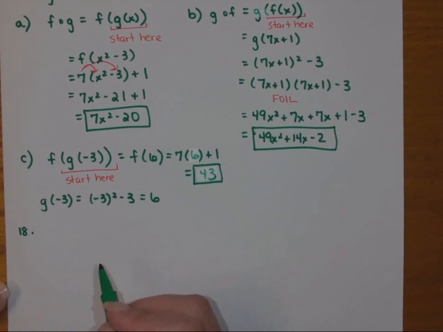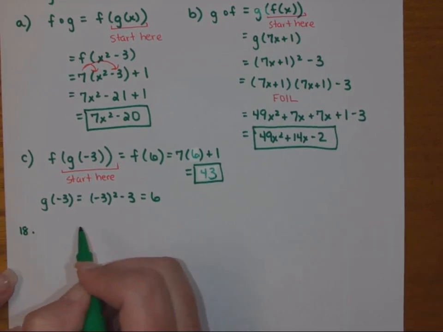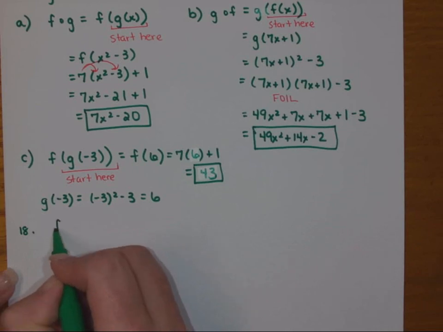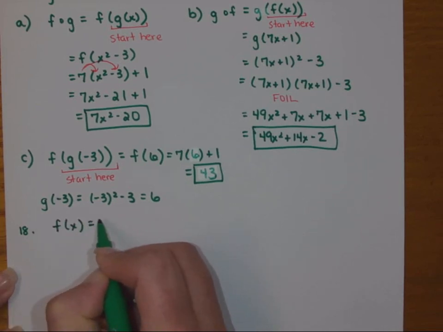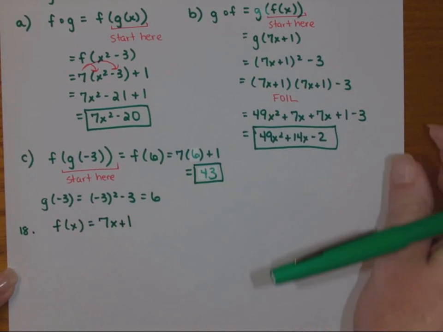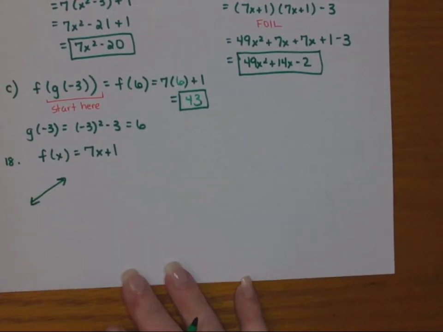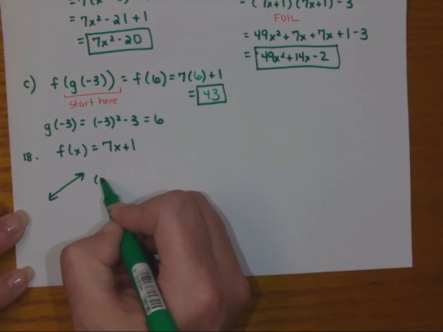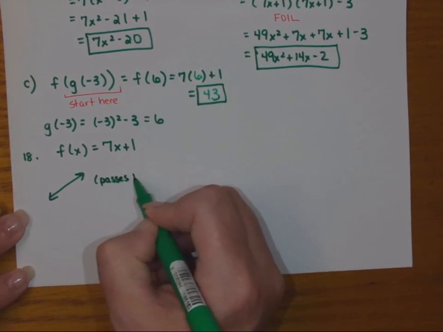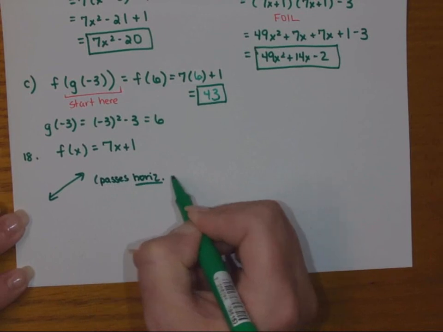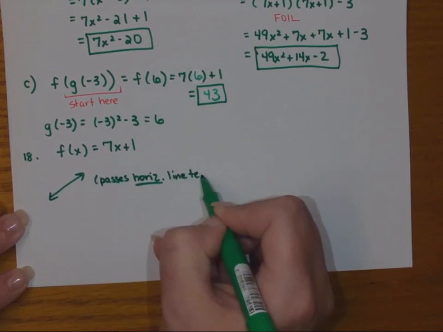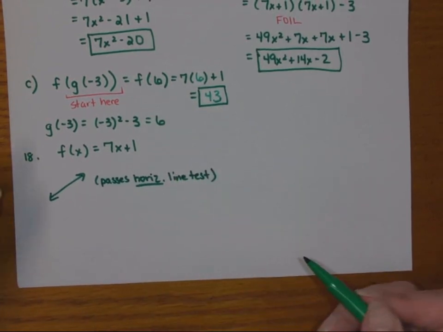Okay, so for number 18, find the inverse of f of x equals 3x minus 1, and then show it's the inverse using composition of functions. So first let's find the inverse. First you would at least maybe picture what the graph looks like. It's a line, so it passes the horizontal line test. Remember, things that don't pass the horizontal line test, we don't even worry about trying to find the inverse because it doesn't have one.